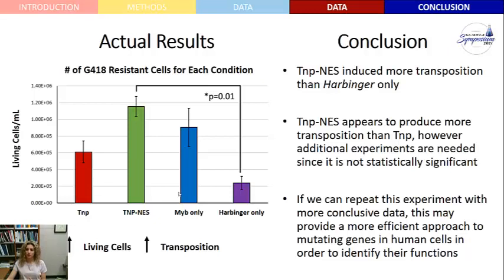Now, if we were to repeat this experiment with more conclusive data, then this could provide a more efficient approach to mutating genes in human cells so that we can identify their functions.